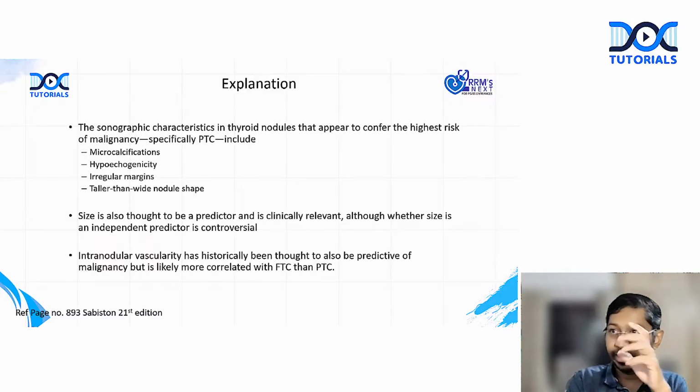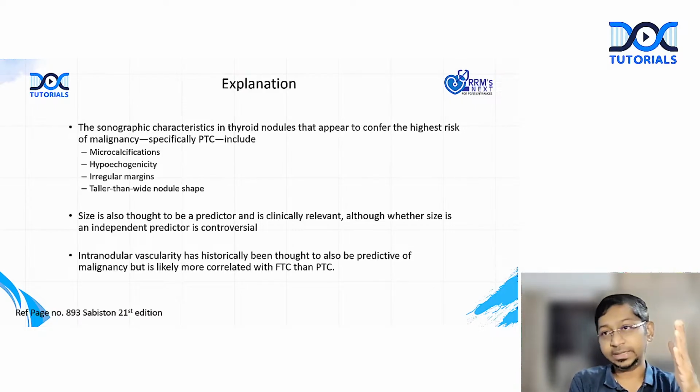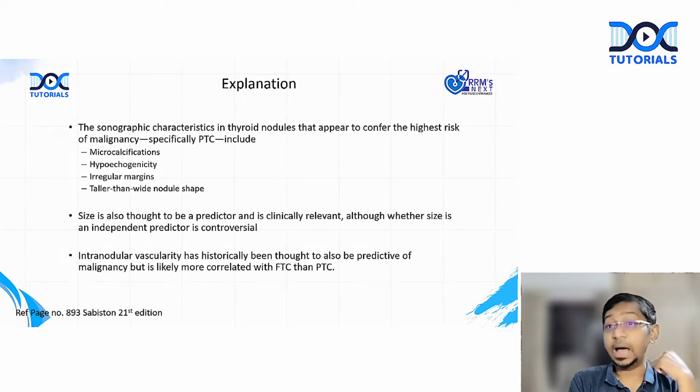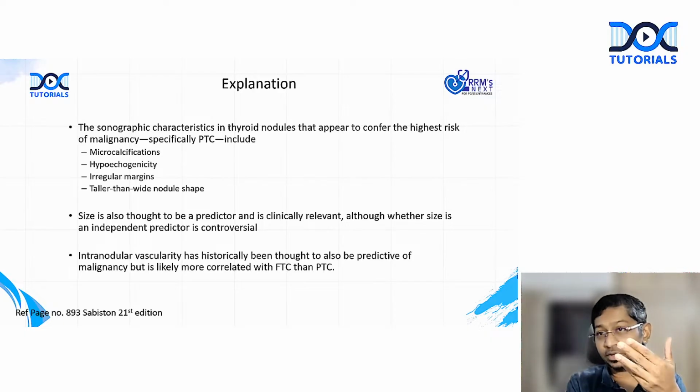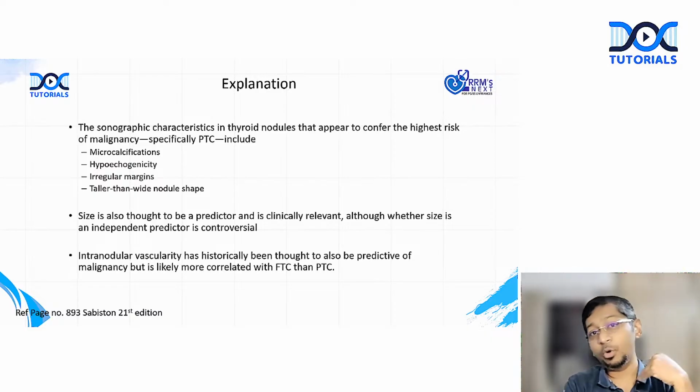So remember, we need to understand these specific characteristics which have higher specificity for indicating malignancy. These basically include microcalcification, especially fine punctate echogenic foci, markedly hypoechoic nodules, irregular margins or gross extrathyroidal extension, taller than wider nodule shape, and you can add solid nodules also. But all these basically have a more than 90% specificity for malignancy.